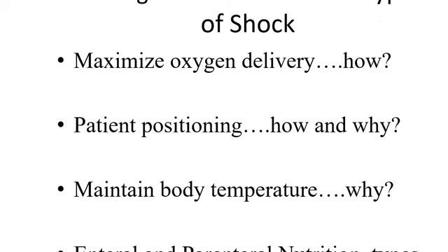So our nursing interventions for all types of shock: maximize oxygen delivery, because the underlying problem with all types of shock is not enough oxygen getting to the periphery, to our cells and organs and tissues. So think about all the ways that we're going to maximize oxygen delivery. Supplemental oxygen, ventilators, positioning the patient with the head of the bed up if they can tolerate it, because that will open up their airway.